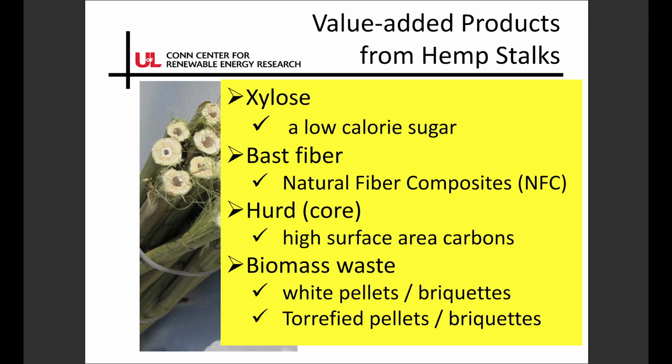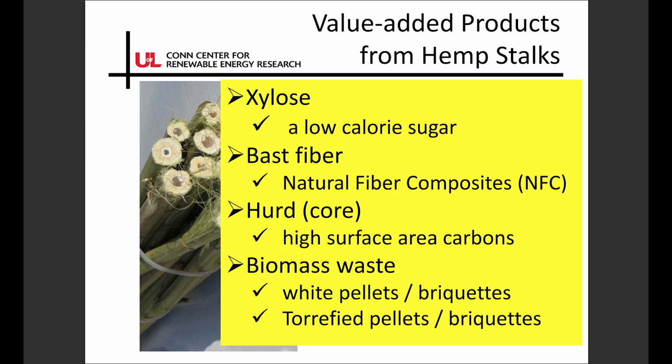The opportunities I would like to share with you are some of the products that we are working on using hemp stalks. One is a low-calorie sugar called xylose that we make from these hemp stalks. The xylose is about $1.70 a pound. I'll talk more about the sugar.